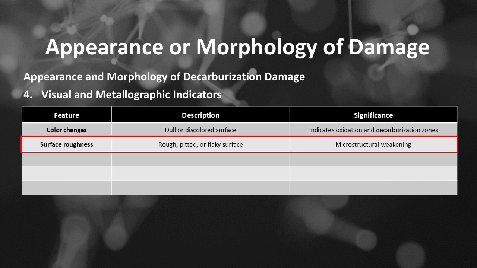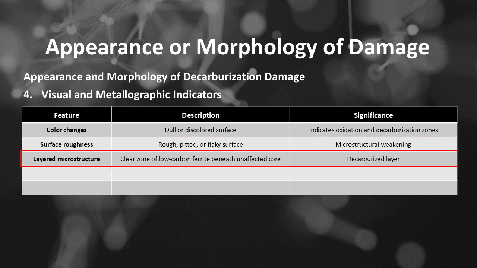If a feature of the appearance and morphology of decarburization damage is surface roughness, described as a rough, pitted, or flaky surface, then the significance would be microstructural weakening. If a feature is layered microstructure, described as a clear zone of low-carbon ferrite beneath the unaffected core, then the significance would be a decarburized layer.